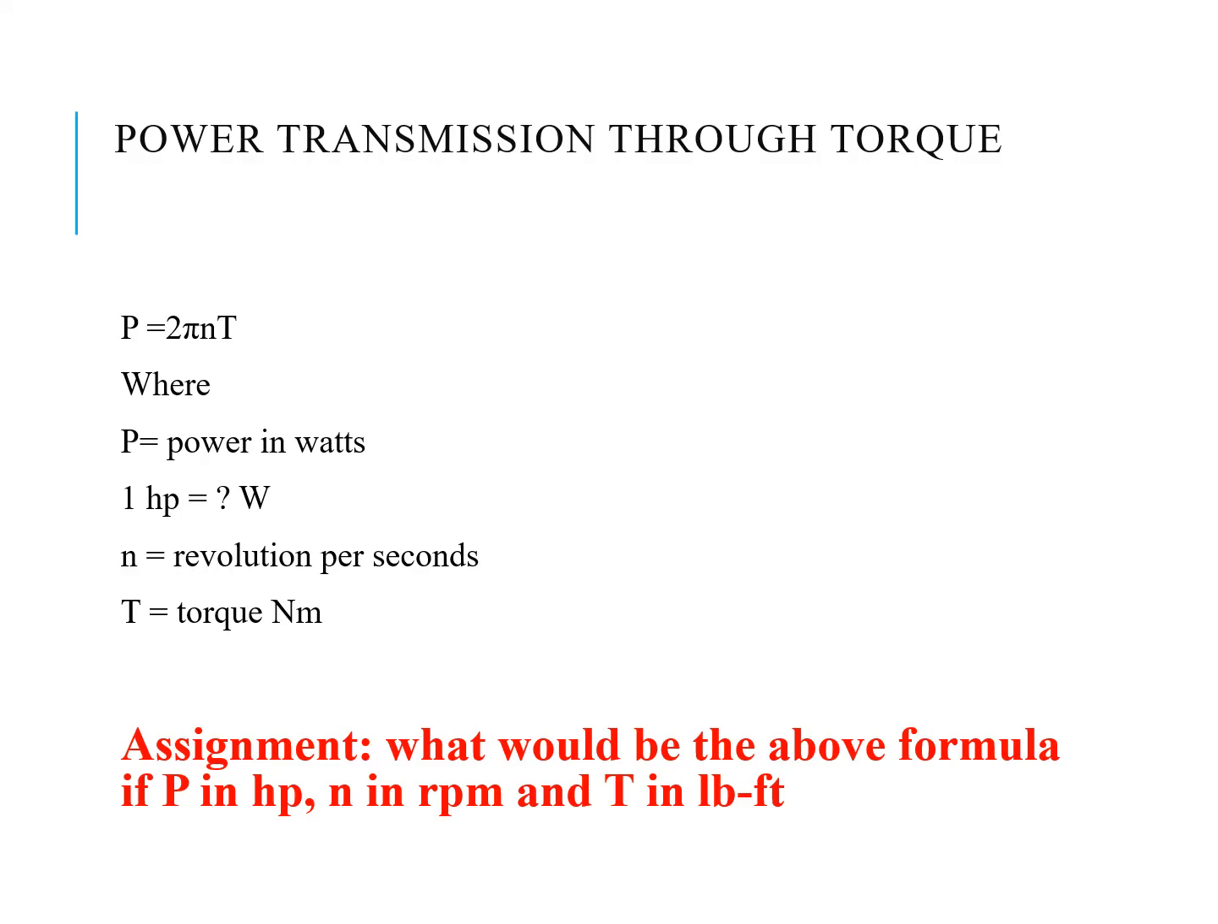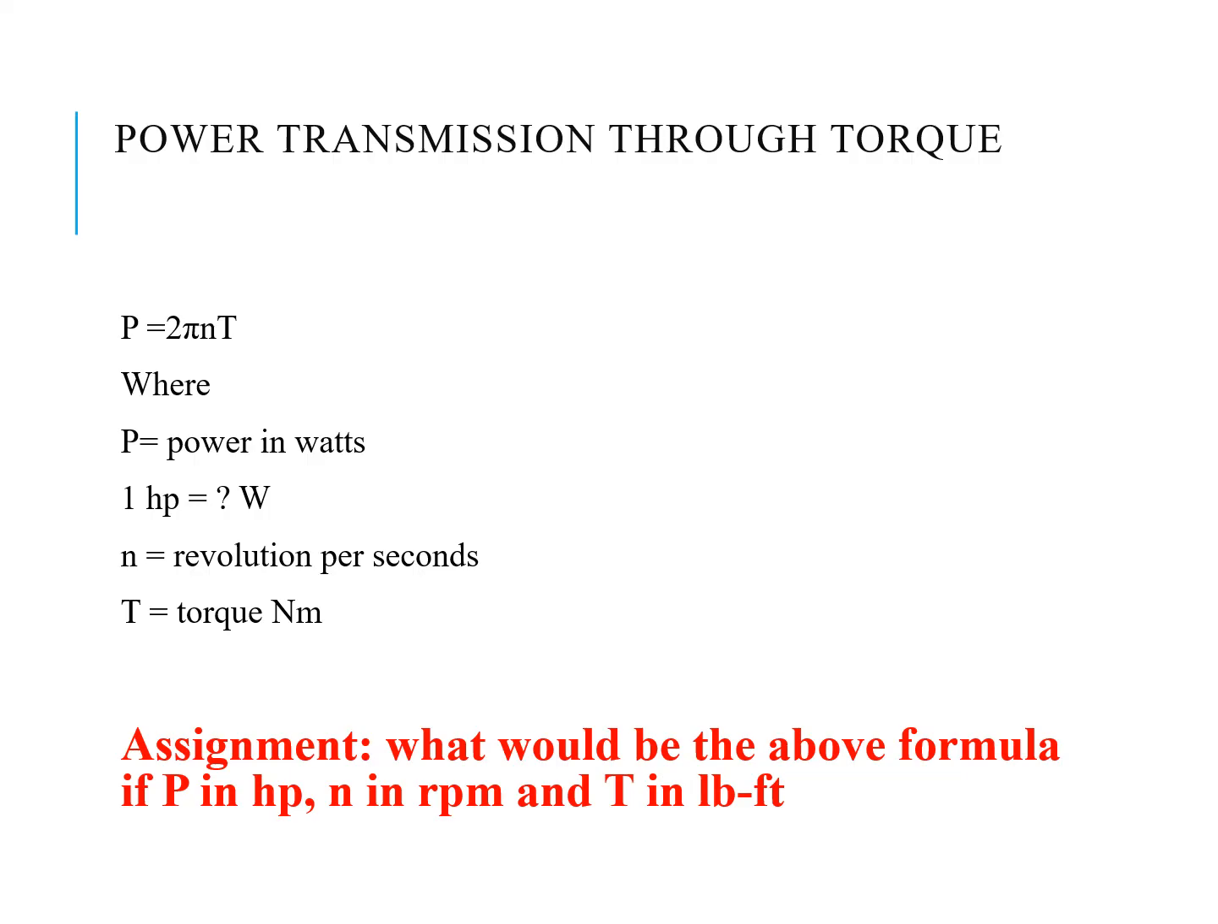After having discussion about the torsional formula, the main objective of torque transfer is to transfer power. For that, the formula is given here as P is equal to 2 pi n T. The units have already been mentioned.